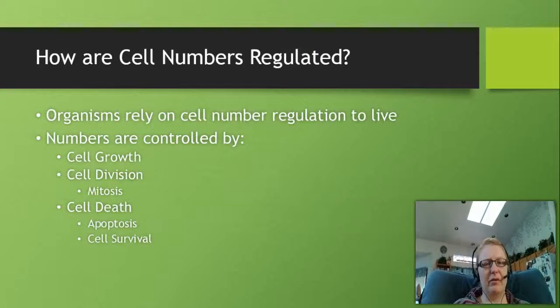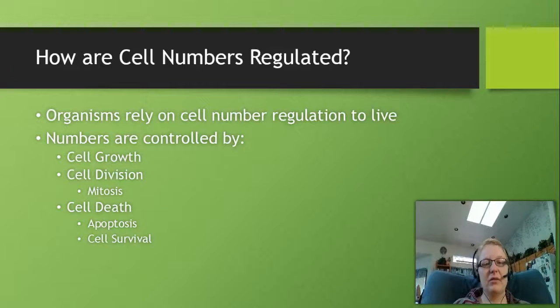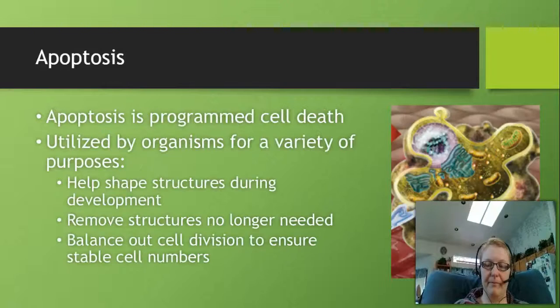So how are cell numbers regulated? Organisms rely on regulation of cell numbers in order to live. Otherwise, you're going to end up with all sorts of growths and things like that, or you're going to have the opposite effect where cells are not replaced that need to be after cells have died. And so cell numbers are controlled by three main things: cell growth, cell division, and cell death. We've talked about cell growth and cell division already, and cell death is what we're going to talk about now, where we talk about apoptosis and cell survival.